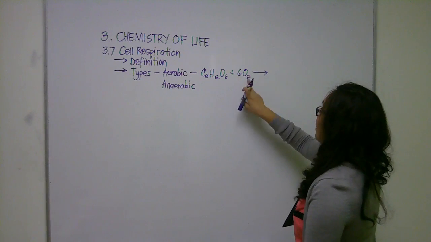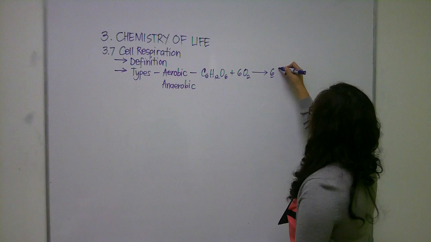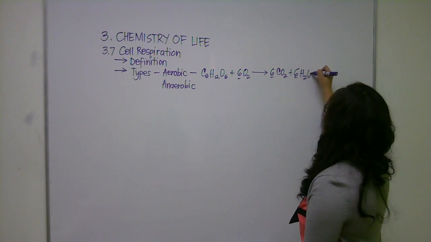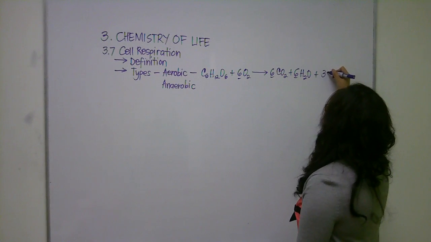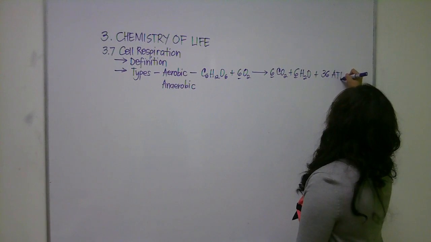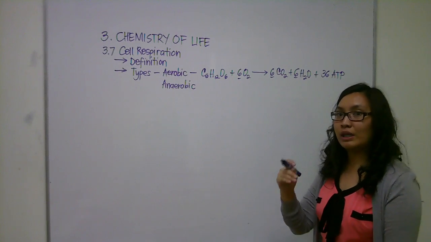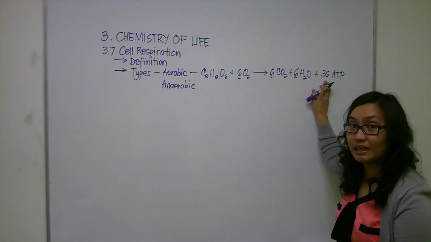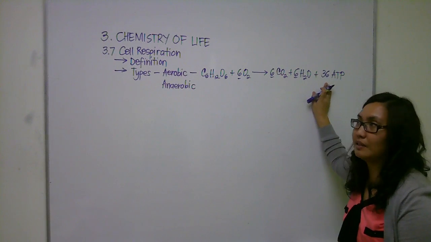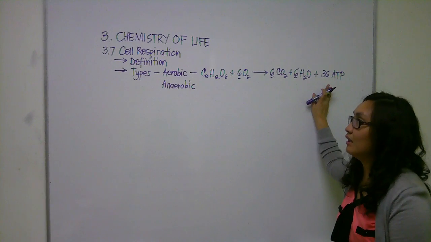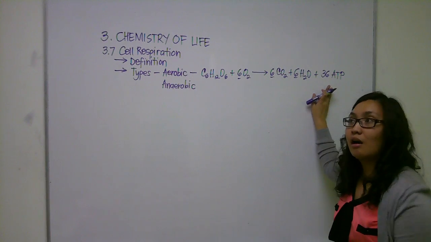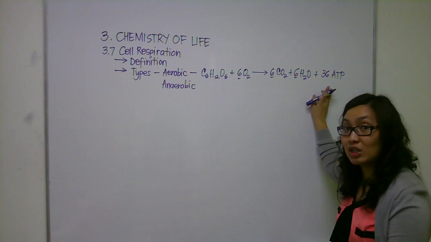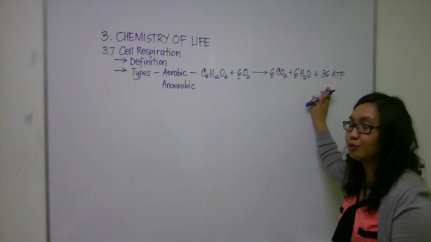Glucose added with oxygen produces 6 molecules of carbon dioxide, 6 molecules of water, and 36 molecules of ATP. In the case of HL students, we can further dissect where we are able to acquire the 36 to 38 molecules of ATP. But in the case of SL students, we can just say that along the processes of aerobic respiration, this type of respiration produces more energy and is more efficient in producing energy.